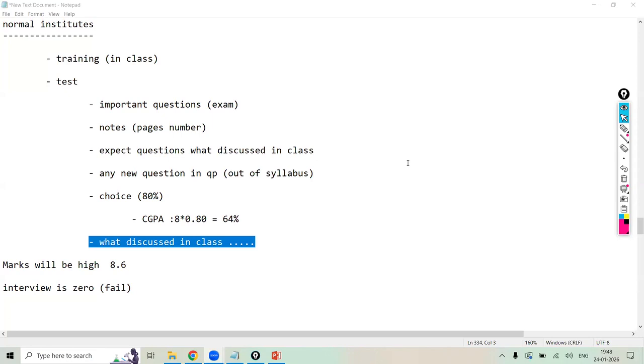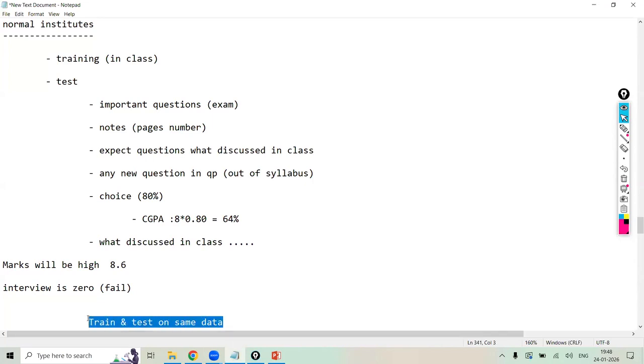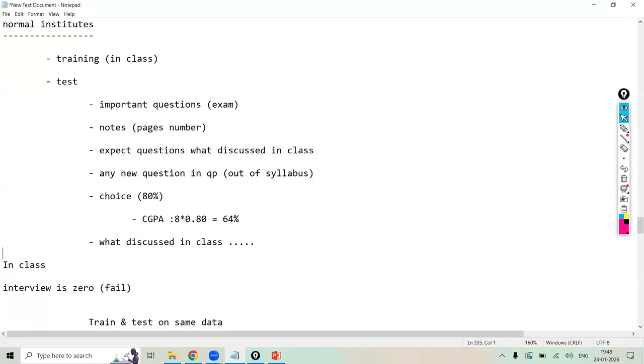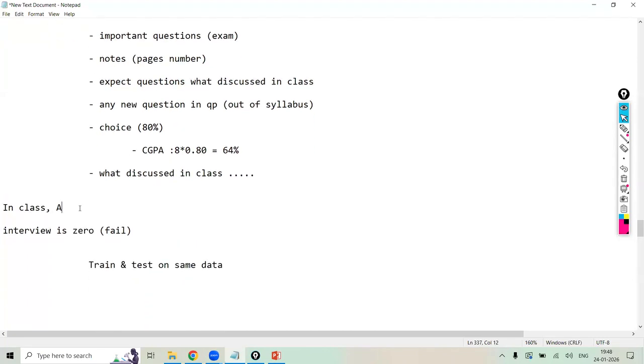Okay. The same logic, whatever I have explained for you right now, is called train and test on the same data. When you do this in real life, what happens? In class, accuracy will be high. Accuracy, or what we call marks, example-wise marks, will be high in this case.